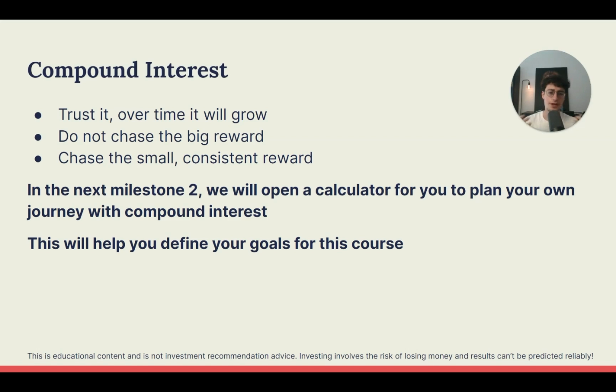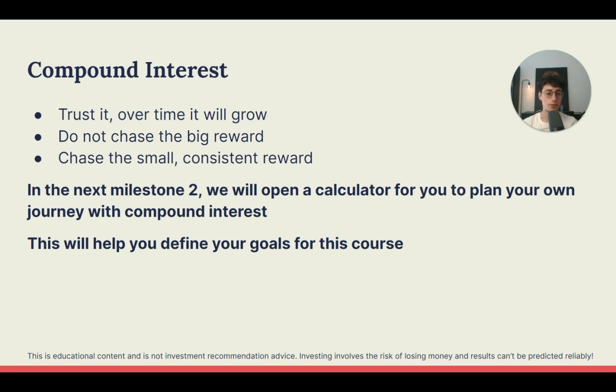And remember to trust the process. This is why it's so important to build the vision to understand where you're getting to. In the beginning, it will seem hard to keep consistent, but trust the process. Over time, it will grow. Remember, don't try to chase the quick returns, the big reward. Don't give in to all the scammy things that you see online or everyone who's trying to rope you into starting trading, being more aggressive, buying and selling things quickly, shorting things. Don't chase the big reward.